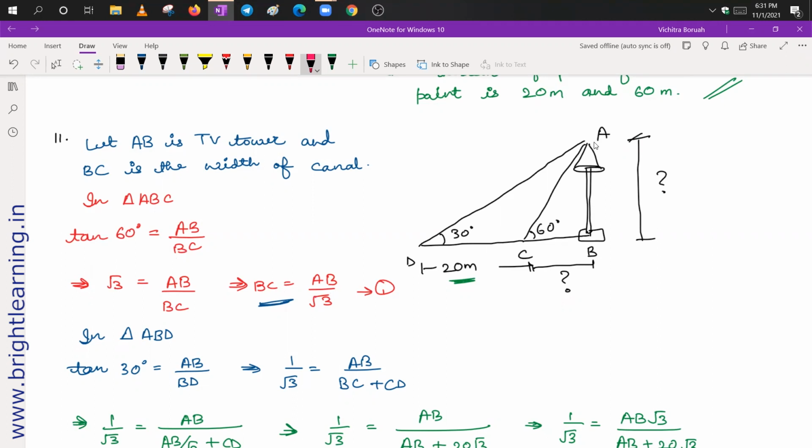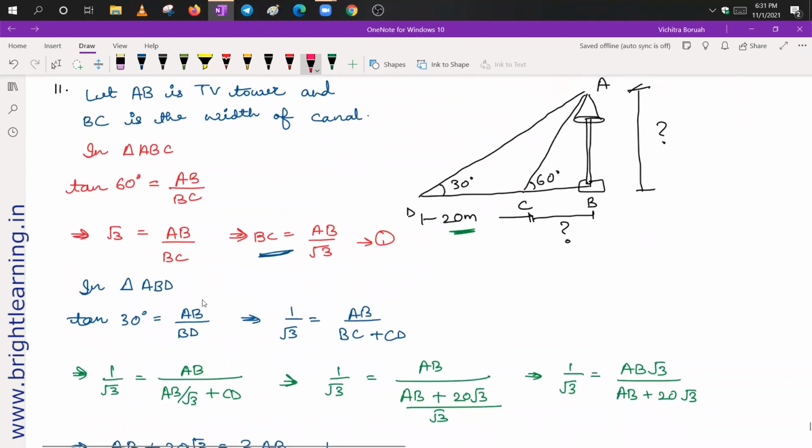Now next, we have considered this whole triangle, that is triangle ABD. Again, here we have used tan 30 degrees is equal to AB upon BD. Now this BD can be written as BC plus CD. Okay. And in place of BC, we have used AB upon root 3, and the value of CD, we already know, is 20. So in place of CD, I have written here 20. Okay. So next, we have simplified it.